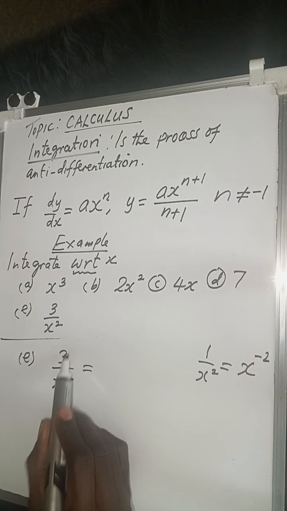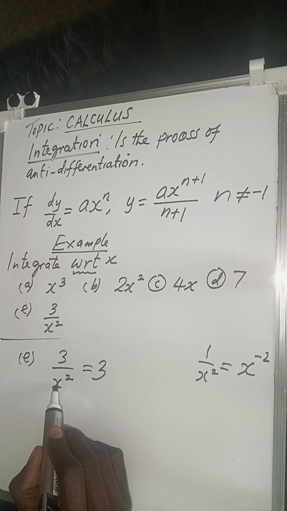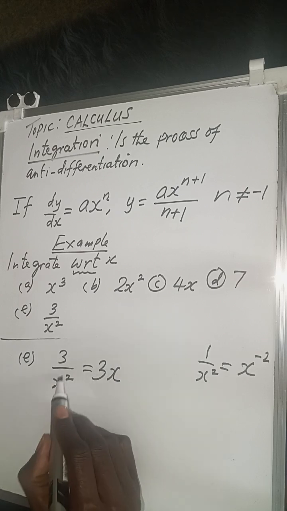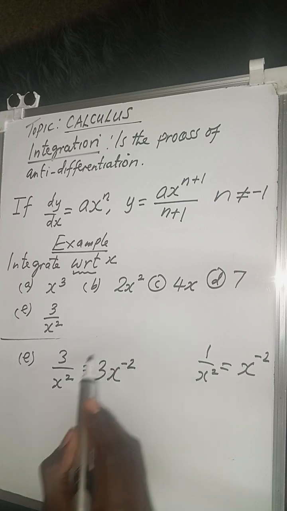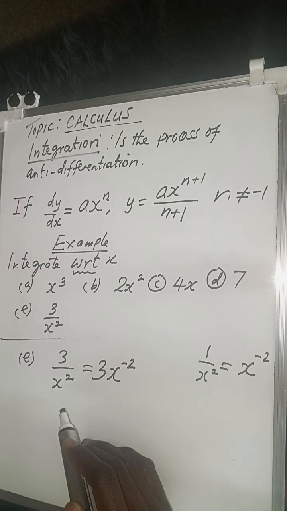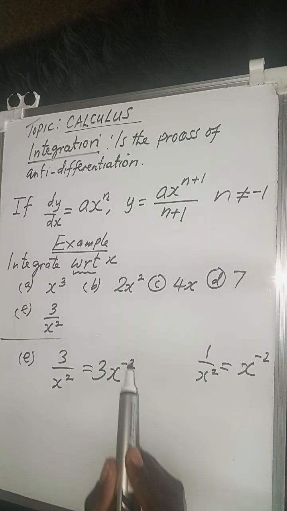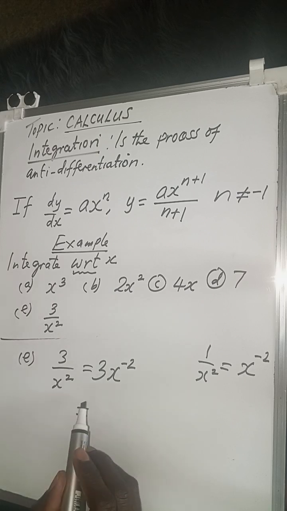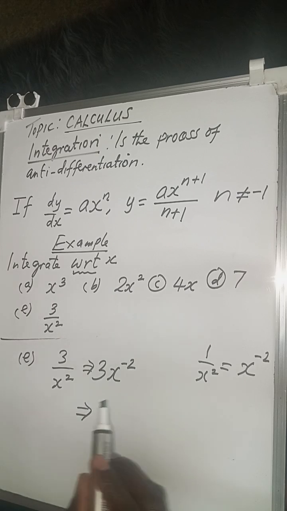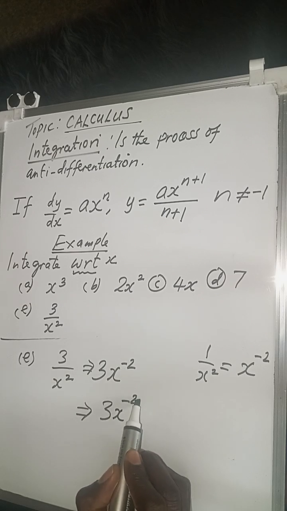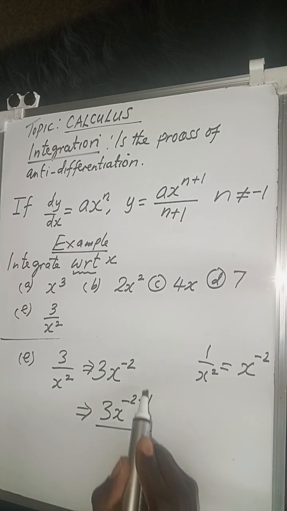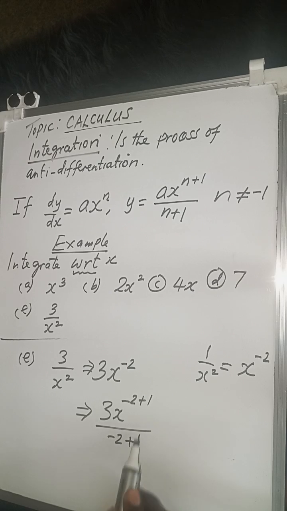So in a similar way, when I drop that 3, it simply means that x will be raised to a minus 2. So when you reduce it in that way, you can now apply the rule that we are talking about. What's the rule? Remember, we said you simply increase the power by 1. So you add 1 and divide by the new power, which is negative 2 plus 1.